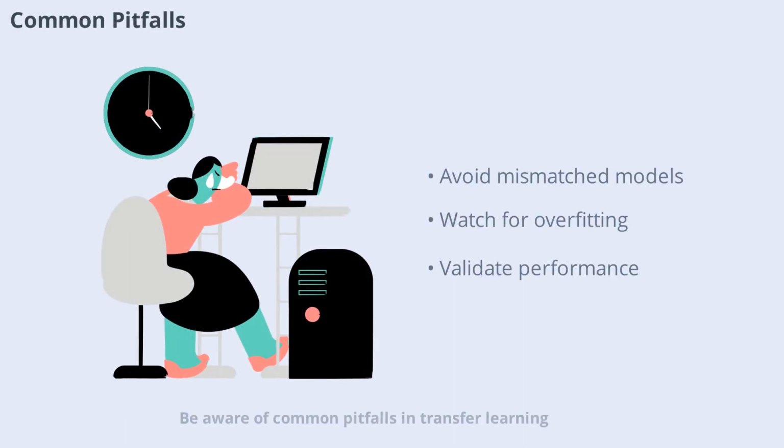Be aware of common pitfalls in transfer learning. Using a model that's too different from your task can lead to poor results. Overfitting is another risk, especially with small datasets. Always validate your model's performance and be ready to adjust your approach if needed.